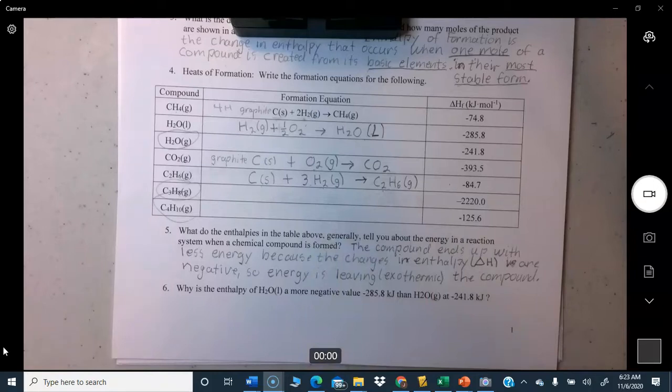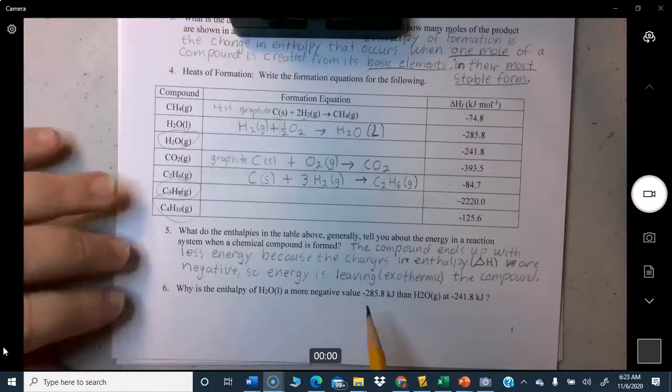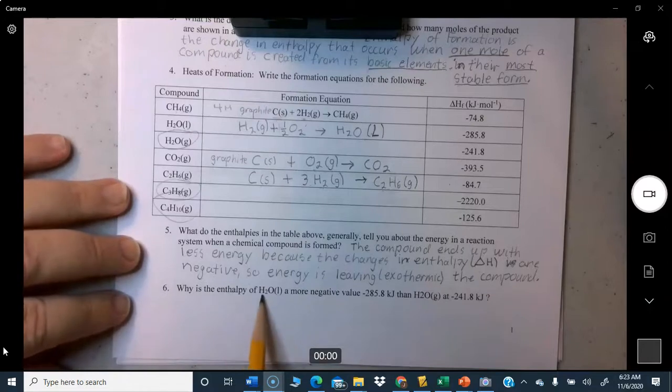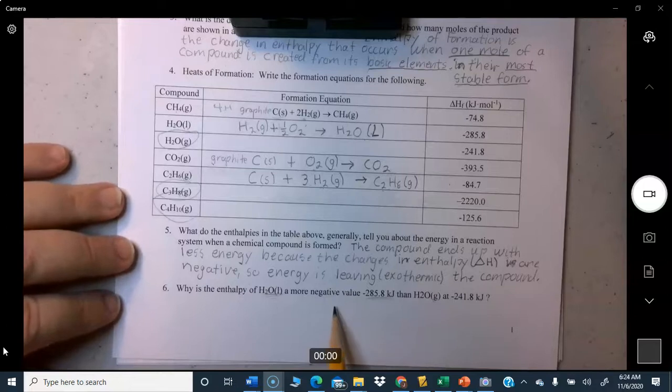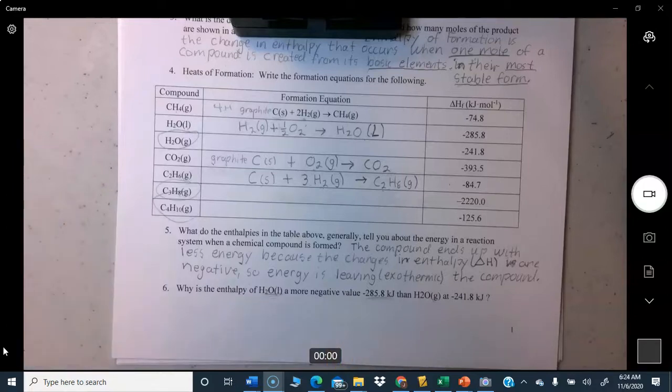Okay, 6. Why is the enthalpy of H2O liquid a more negative value, negative 285.8 kilojoules, than H2O gas at negative 241? Okay, so what that means is that more energy went out of the liquid water than out of the gaseous water, the gas water, which is water vapor. And that makes sense. Liquid water is at a lower energy state. Its molecules have less energy.